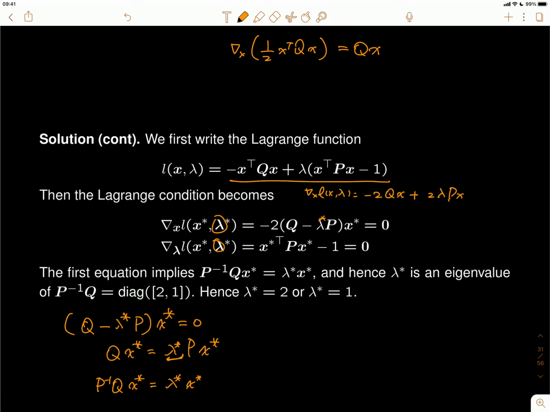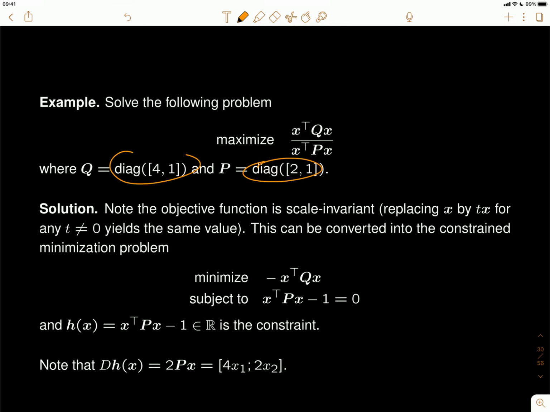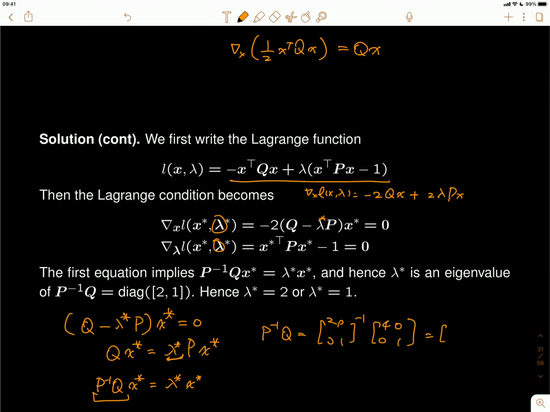Okay, x star is a vector, lambda star is a scalar, and as we can see, this lambda star is an eigenvalue of this matrix, and x star is a corresponding eigenvector. For P inverse Q, the P is 2, 1, so we take the inverse, and the Q is 4, 1, as we said before. So that means this is just 1 half, 1, 4, 0, 0, 1. And this gives us 2, 0, 0, 1. So that's P inverse Q. So if P inverse Q is that, then lambda star can only be 2 or 1. Right? Lambda star is 2 or 1.